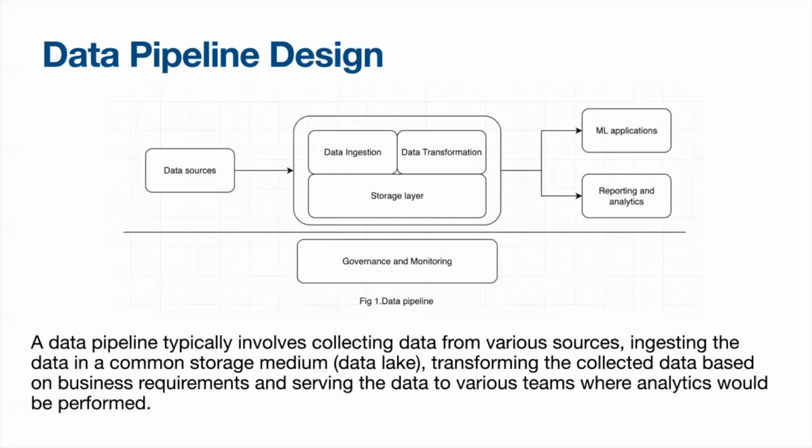So this diagram represents the high-level overview of the components or key elements present in a data pipeline. A data pipeline typically involves collecting data from various sources, and then ingesting the data into a common storage medium, which is also known as a data lake in the cloud era right now. And then we have to transform the collected data based on the business requirements or business rules.